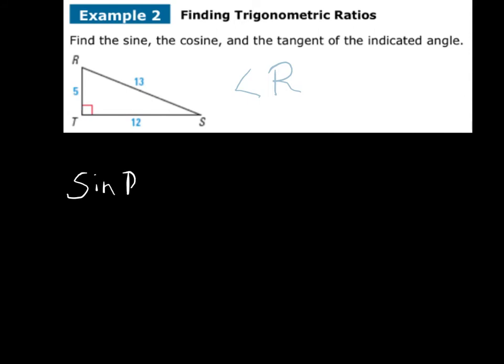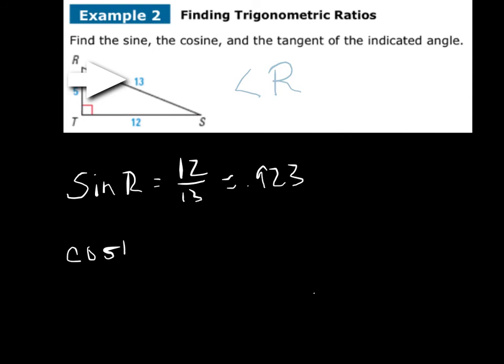So sine R is going to equal the opposite over the adjacent. Now the opposite of R is down here at 12. I'm sorry, I just said opposite over adjacent, opposite over hypotenuse. So we want to do 12 divided by 13 for our sine value. 12/13ths, which is approximately, as a decimal, 0.923.